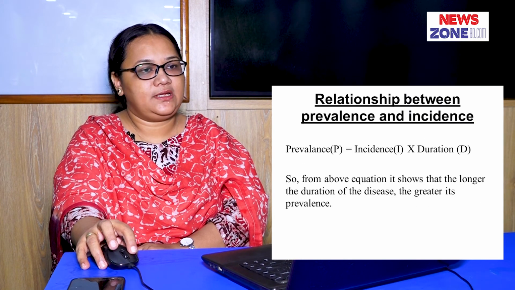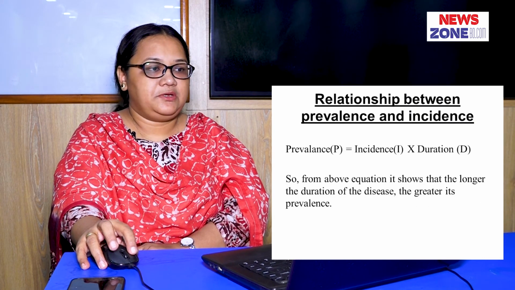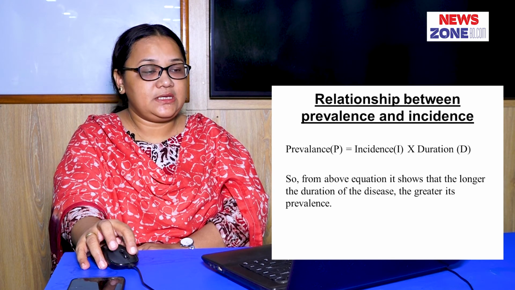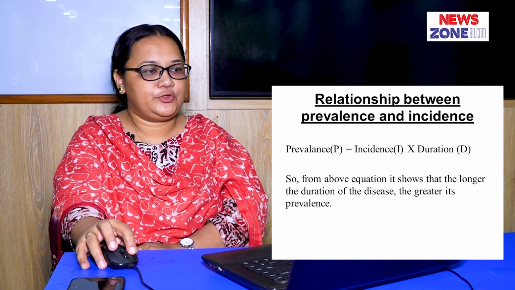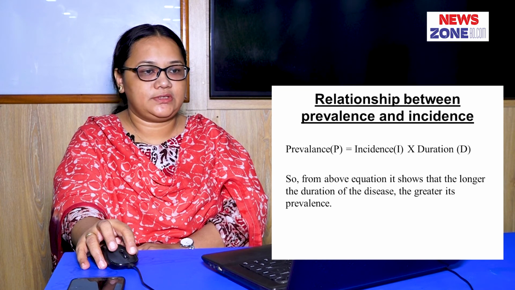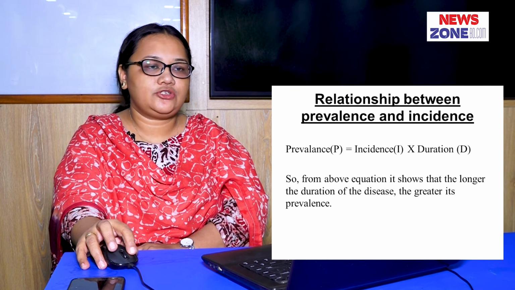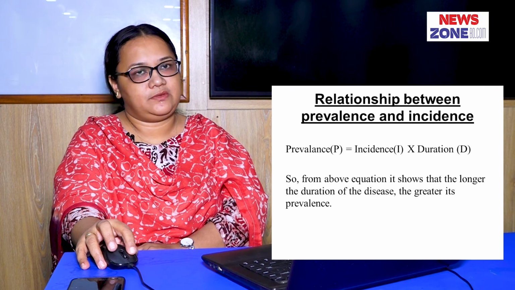Relationship between prevalence and incidence. Prevalence P is equal to incidence I multiplied by duration D. So from the above equation, it shows that the longer the duration of the disease, the greater its prevalence.